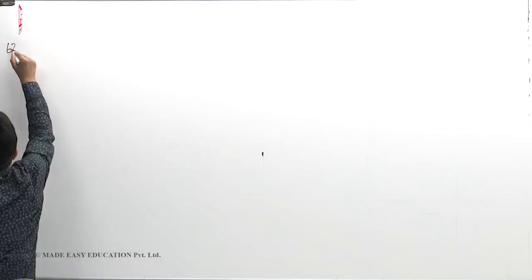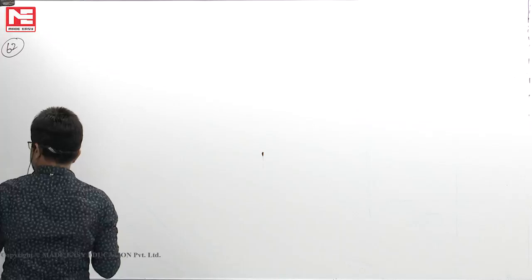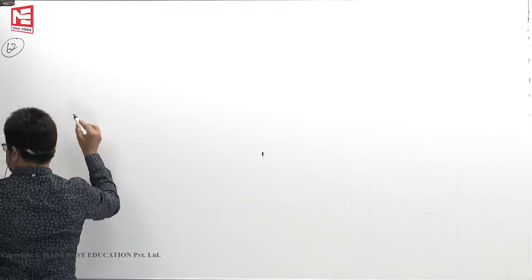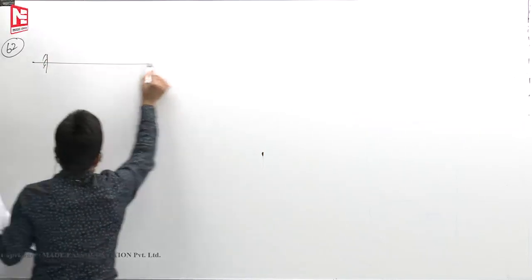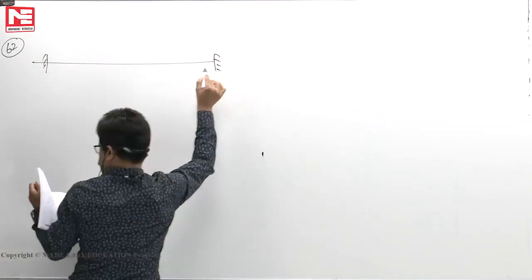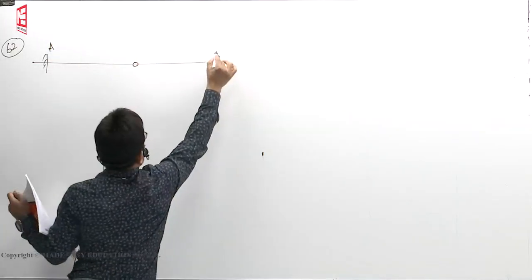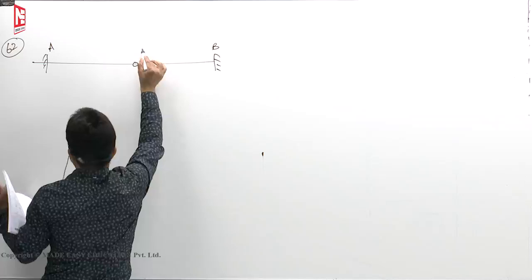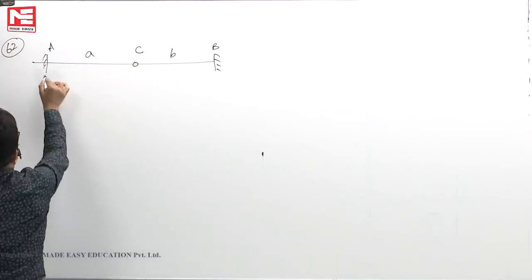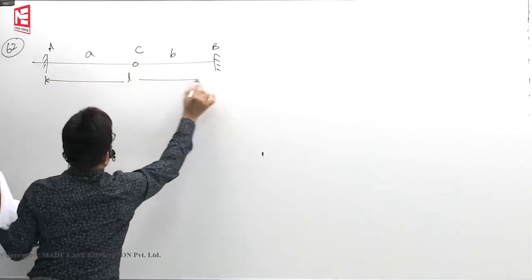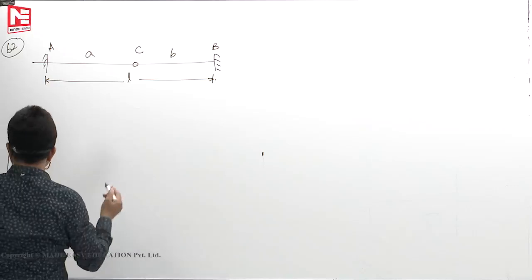Now let us see the 62nd question. What are the end moments MA and MB of the beam shown in the figure if the support B sinks by an amount delta? We have a fixed beam with a central hinge. Let us say this is A, B, this point let us say C. This is A, this length is B. Total length is L. Okay. Now one of the supports sinks by delta.